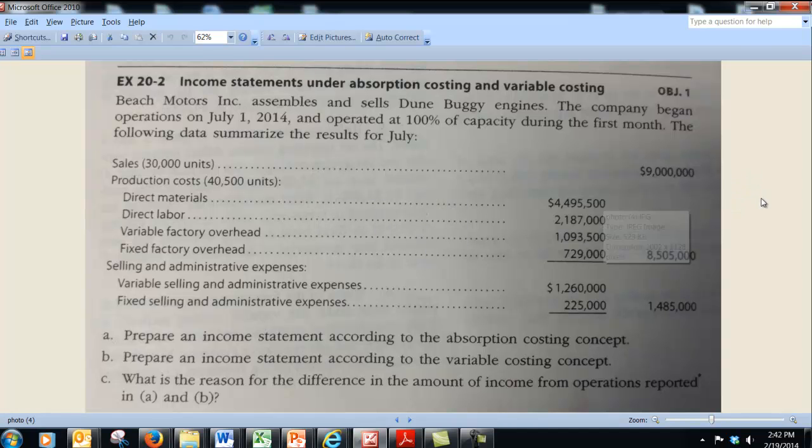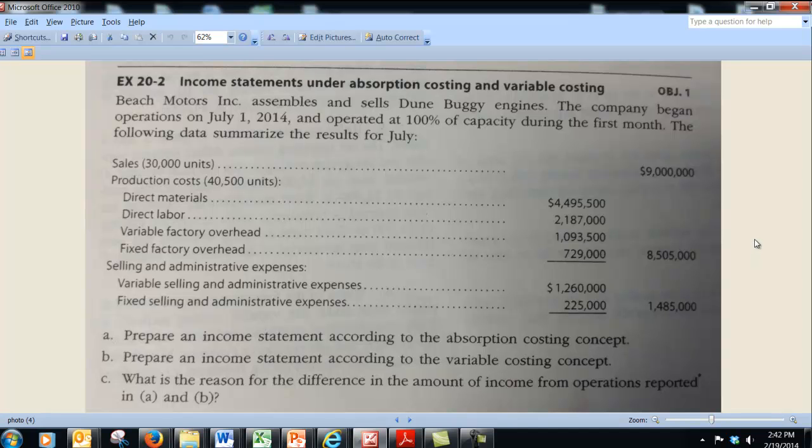But anyways, $4,495,500 is the total amount of the cost of those direct materials. The direct labor was $2,187,000. Variable factory overhead was $1,093,500, and the fixed factory overhead was $729,000. All that collectively is $8,505,000. Okay, now that is just for the production of 40,500 units.